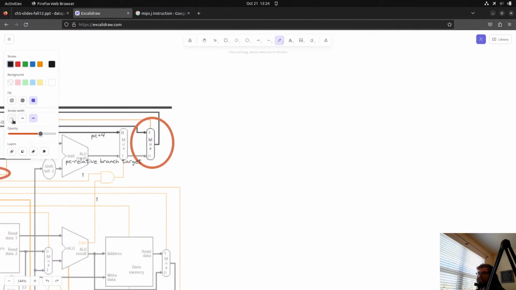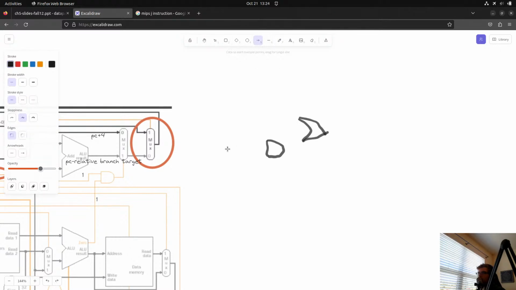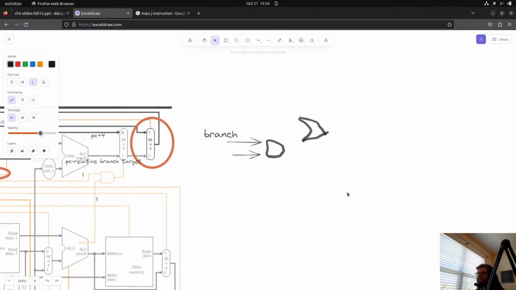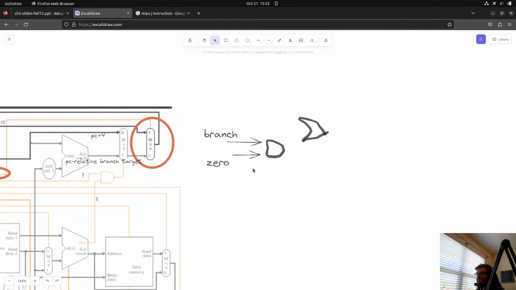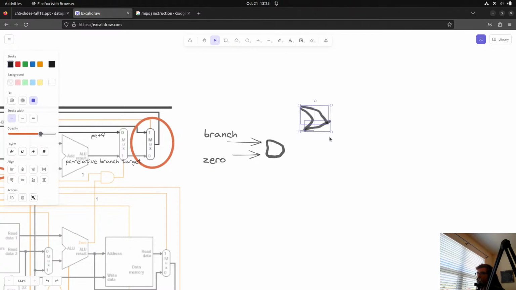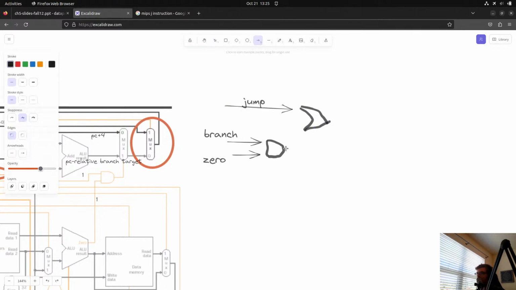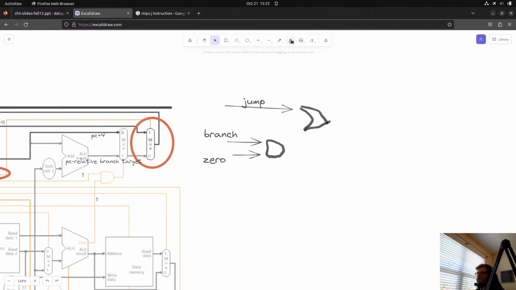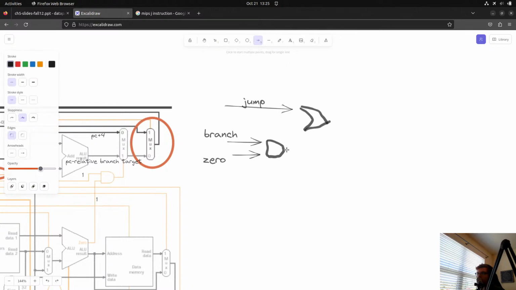let's draw it over here again. Try to use a smaller stroke this time. So AND, and then OR, and coming into here we have the branch signal, and we have the 0 from the ALU, and then we have jump coming in here. I really need to just turn on the elbow. Oh, it's already on. Perfect.